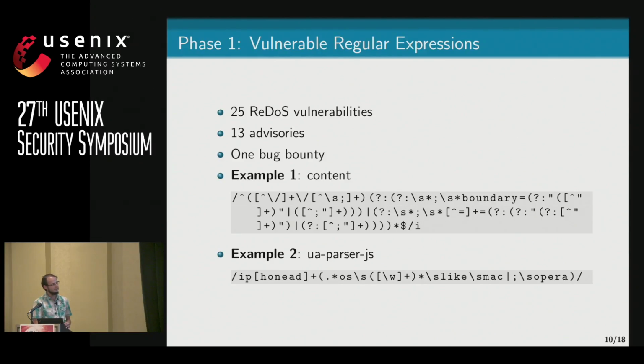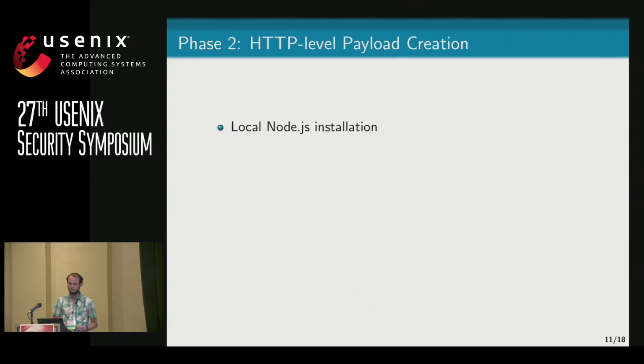An alphanumeric nested, and then again nested. And this would allow an attacker to deploy a really serious payload. Once we identify these 25 vulnerabilities, we proceed to phase 2. In phase 2, we look at local Node.js installations and create the usage scenario for each vulnerability.